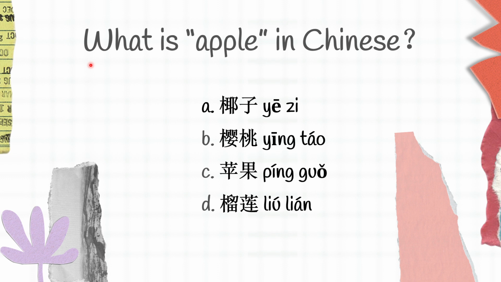The other question here is, what is apple in Chinese? We have A, 椰子, B, 樱桃, C, 苹果, D, 榴莲. So which one of them is correct here? So 椰子 is coconut, 樱桃 is cherry, 苹果 is apple, and 榴莲 is durian. So apple in Chinese should be C, 苹果.